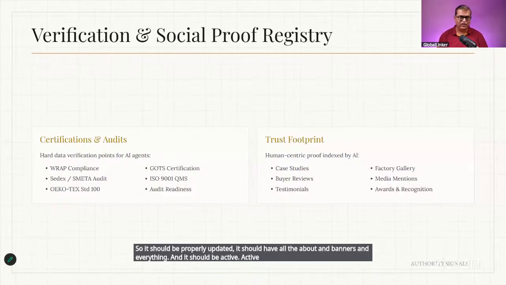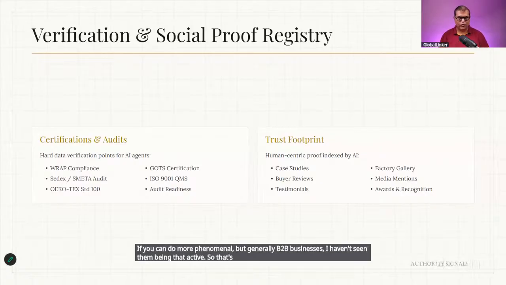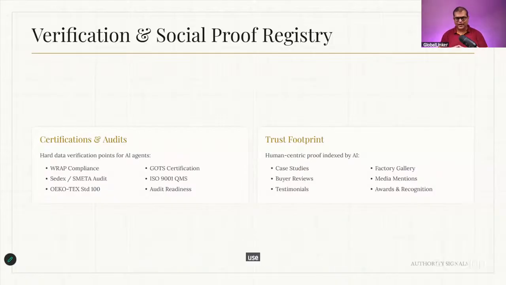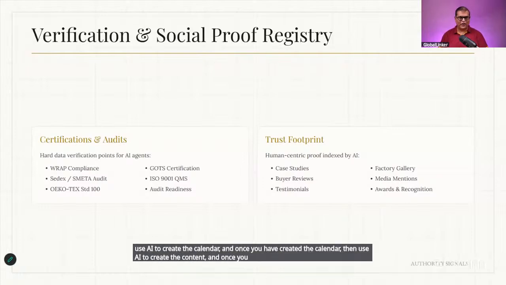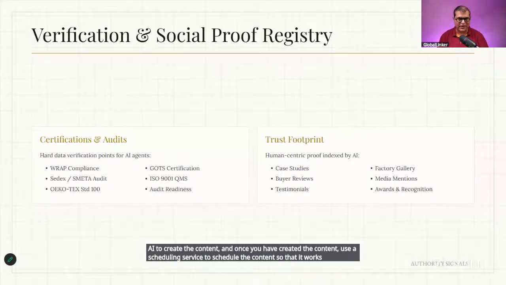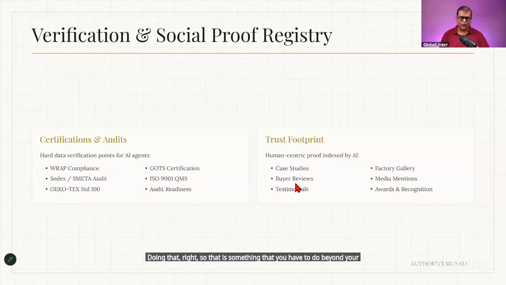Active means you should be at least doing one post a week. If you can do more, phenomenal. But generally, B2B businesses, I haven't seen them being that active. So that's where what you have to do is use AI. Use AI to create the calendar, and once you have created the calendar, then use AI to create the content. And once you have created the content, use a scheduling service to schedule the content so that it works in an automated manner. And every day, you don't have to spend your time doing that, right? So that is something that you have to do beyond your website, and that's what Arvind will also have to do beyond the website.